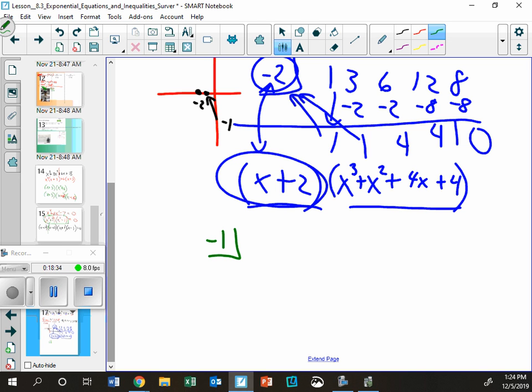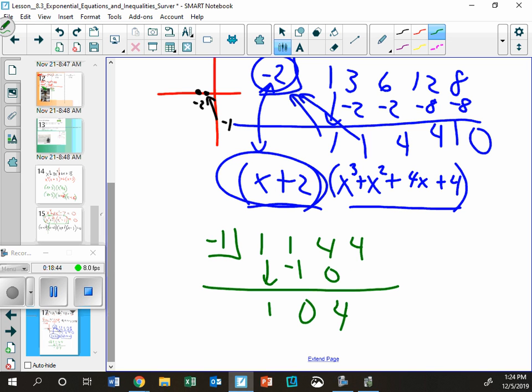So we put it in a little wall, you wall it off like that, and then you go 1, 1, 4, 4. Draw the line, drop it like a tot. 1 times -1 is -1. Add them, multiply them, add them, multiply them. If it ends with 0, the odds of that just happening by accident are so slim. It usually means you did it right. Yay, it factored.